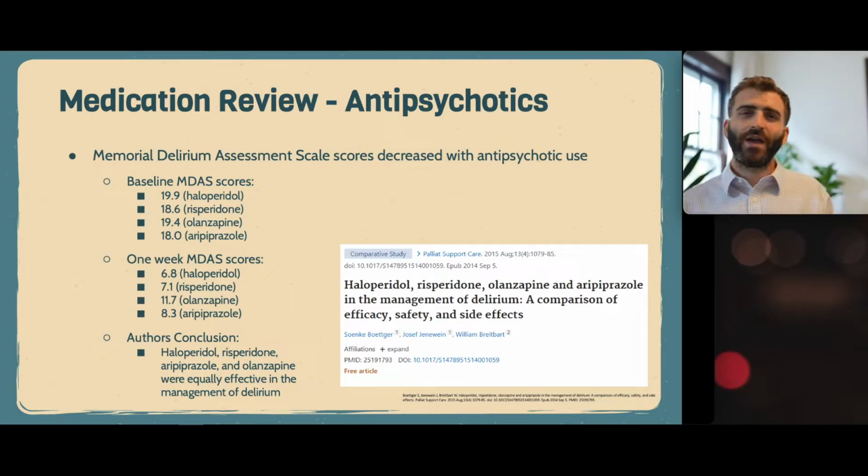That being said, all the evidence isn't negative. So here's a trial that used a validated delirium scale, looked at their baseline scores, which were quite high, 19, 18, 19, 18, put them on an antipsychotic for a week, and their scores were much lower. That being said, there was no placebo group, so did the patients improve because a week had passed, or had they improved because of the medication? It's impossible to predict, so unsure.